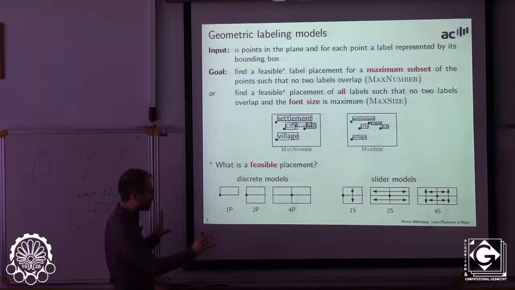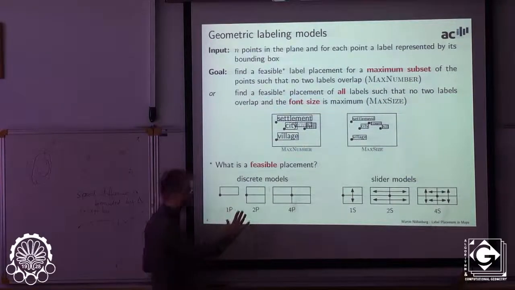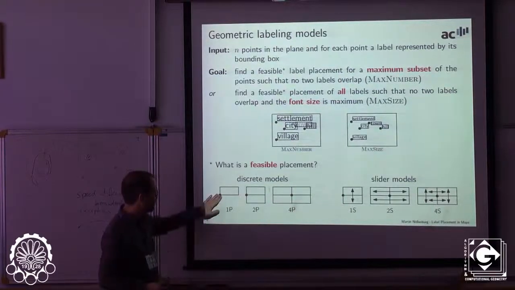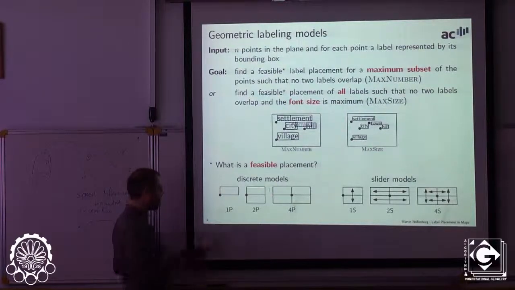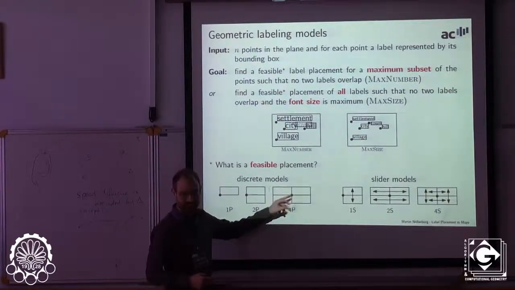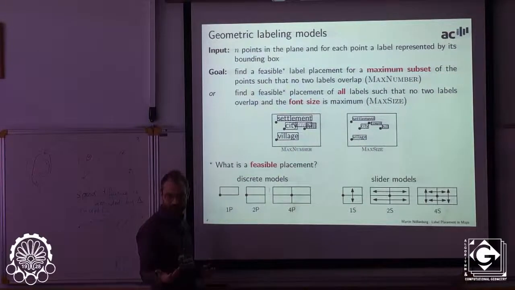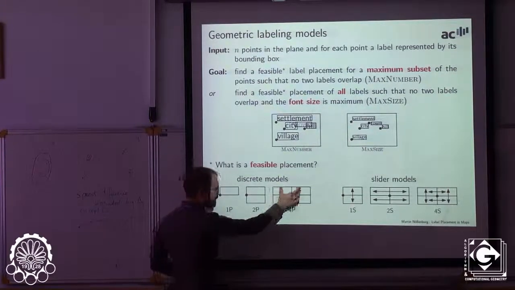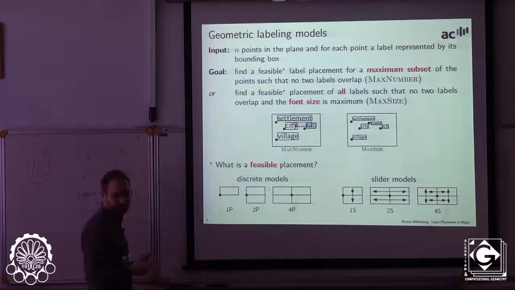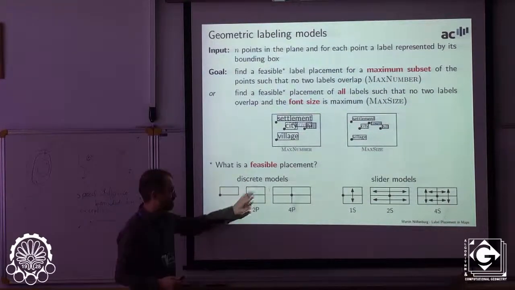And basically in the literature you can distinguish two types of models. There's a bunch of discrete models and there's a bunch of slider or continuous models. So in the discrete models usually you have a small set of candidate positions for the label. For example, you could say only top right, and then there's no choice. Or you can say to the right of the point, or one corner should touch the point. There's also 8 position models that are frequently used when you can also center the label around the point. But more than 8 positions is rarely used in a discrete model.